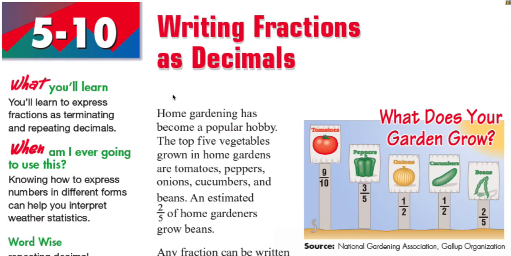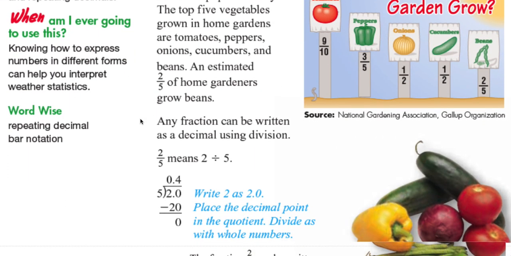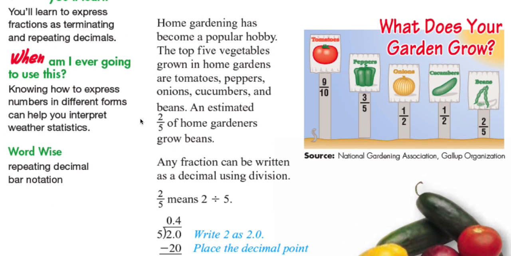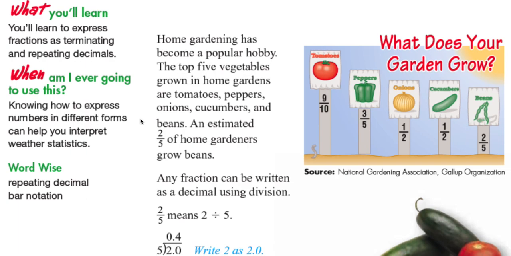Lesson 5-10, writing fractions as decimals. In this lesson, you learn to express fractions as terminating and repeating decimals. When are you ever going to use this? Knowing how to express numbers in different forms can help you interpret weather statistics. Word-wise, these are the words that we are going to learn for this section: repeating decimal and bar notation.